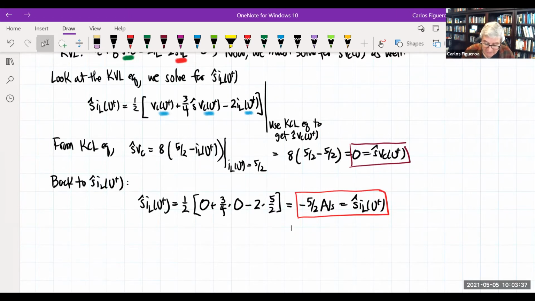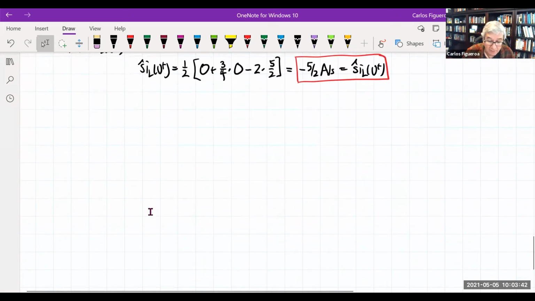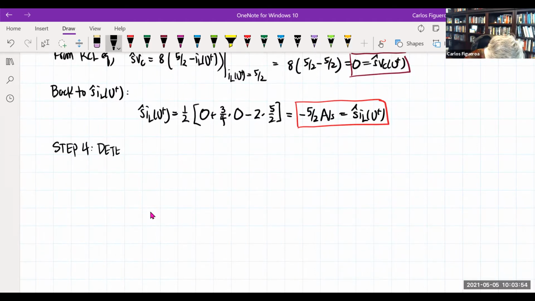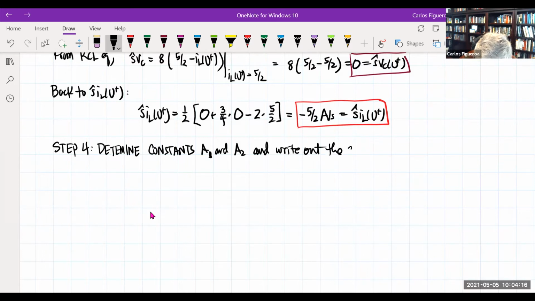So remember, I said step 3 and step 4 are really one and the same. Okay, so let's go look at this guy. So last step, step 4, we want to determine constants A1 and A2 and write out the complete response.